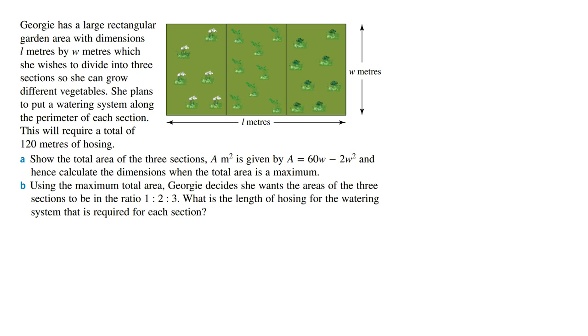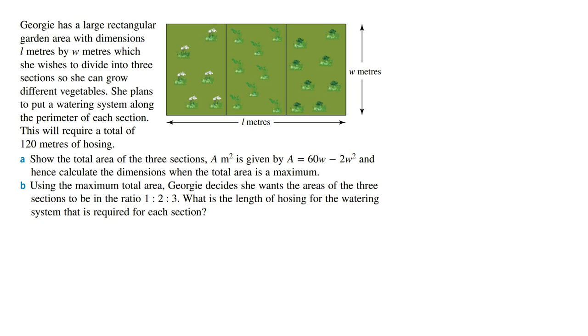And so reading the question, we've got Georgie has a large rectangular garden area with dimensions L meters by W meters, which she wishes to divide into 3 sections so she can grow different vegetables. She plans to put a watering system along the perimeter of each section. This will require a total of 120 meters of hosing. Part A. Show the total area of the 3 sections A meters squared is given by A is equal to 60W minus 2W squared, and hence calculate the dimensions when the total area is a maximum.